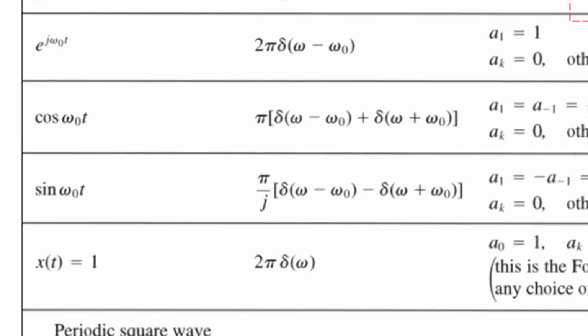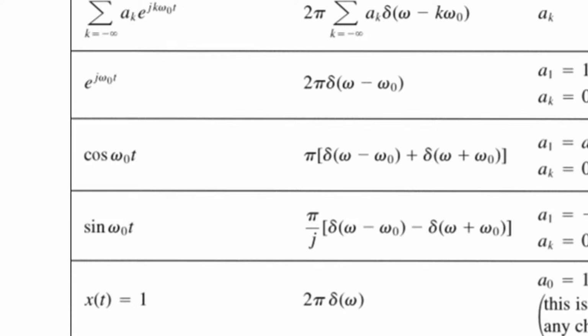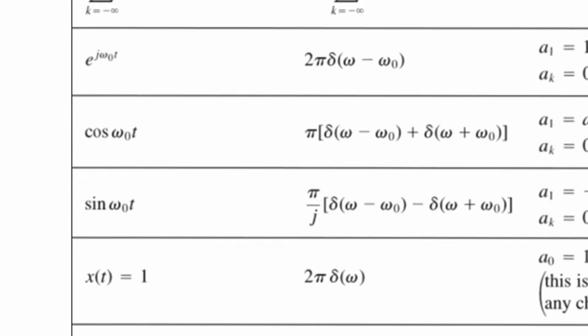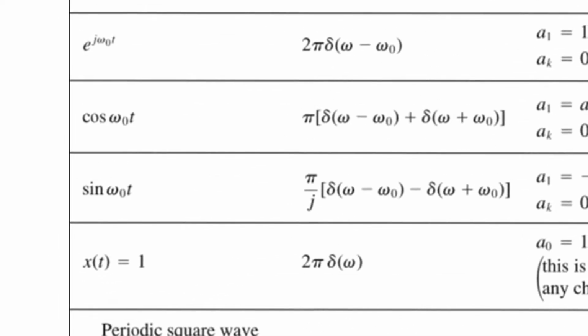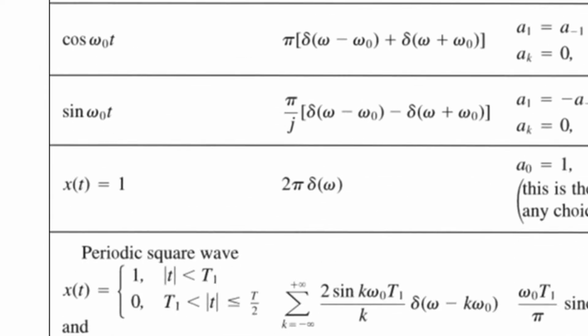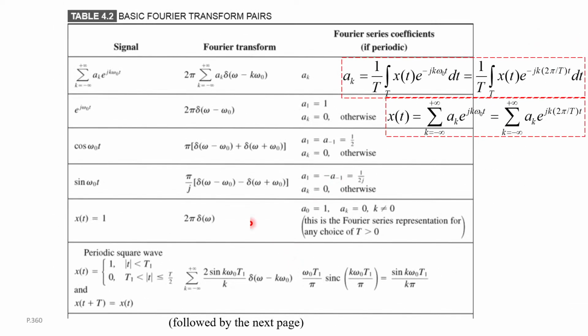And there are Fourier series coefficients, a_k, but it's not too interesting, so let's skip those. There are also sine and cosine. Cosine can be written as two exponentials added to each other, so you get two delta functions added. Sine is the difference of two complex exponentials, so you get the difference of two delta functions. And a special case: when ω₀ equals 0, then x(t) is a constant, and you get a delta function, 2π δ(ω).